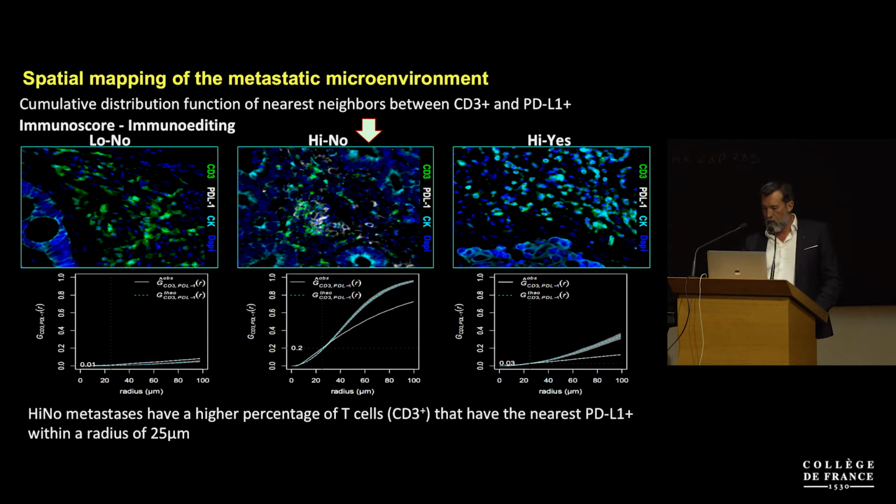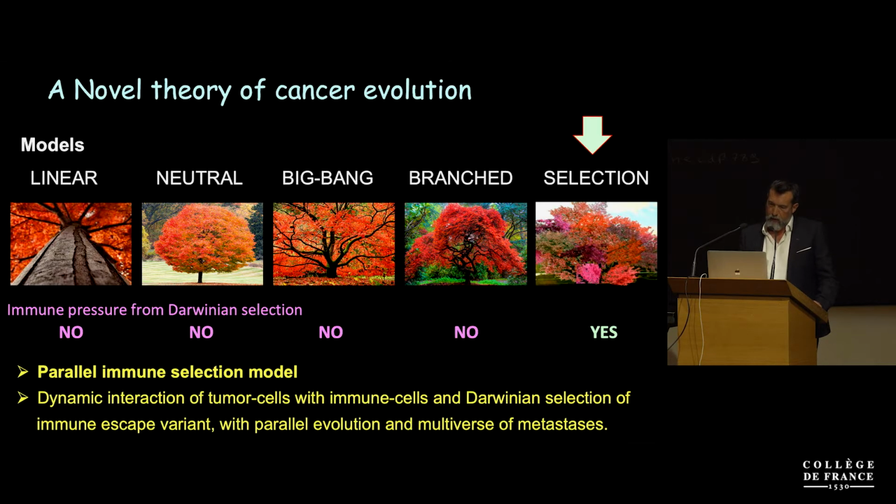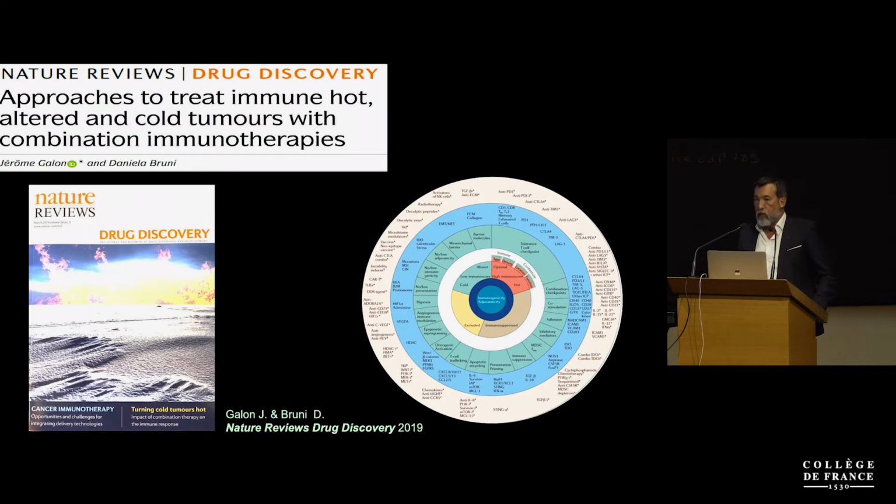This was not the only mechanism, and I will not enter all the details of the different mechanisms, but basically we were for the first time in human beings able to see that the local adaptive immunity and the immunoediting was associated or not with the dissemination of tumor clones. And we proposed this parallel immune selection model with this dynamic interaction of tumor cells with immune cells. This could of course have an impact on cancer treatment and immunotherapy, and we proposed in that review different ways of treating patients, not according to cancer type or tumor mutations, but according to the pre-existing immunity, and different ways to treat hot tumors, altered tumors, or cold tumors.